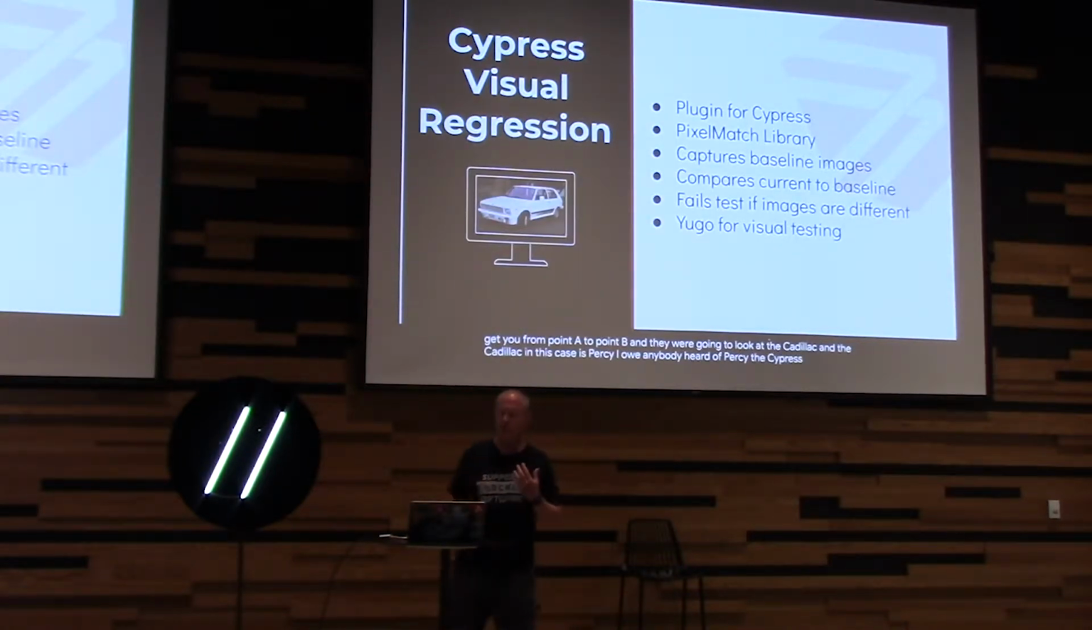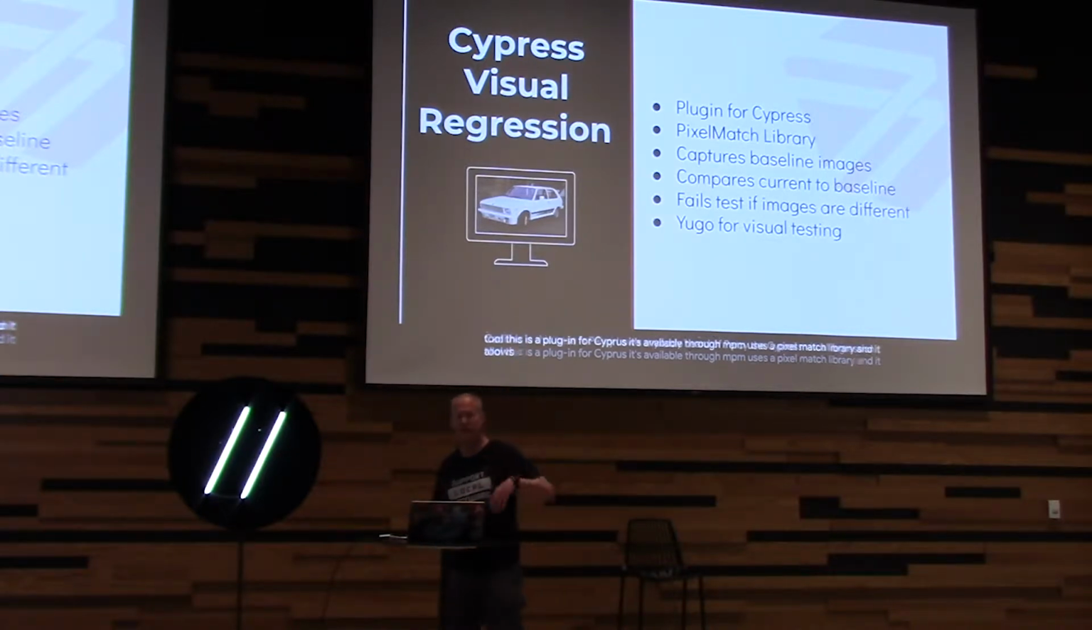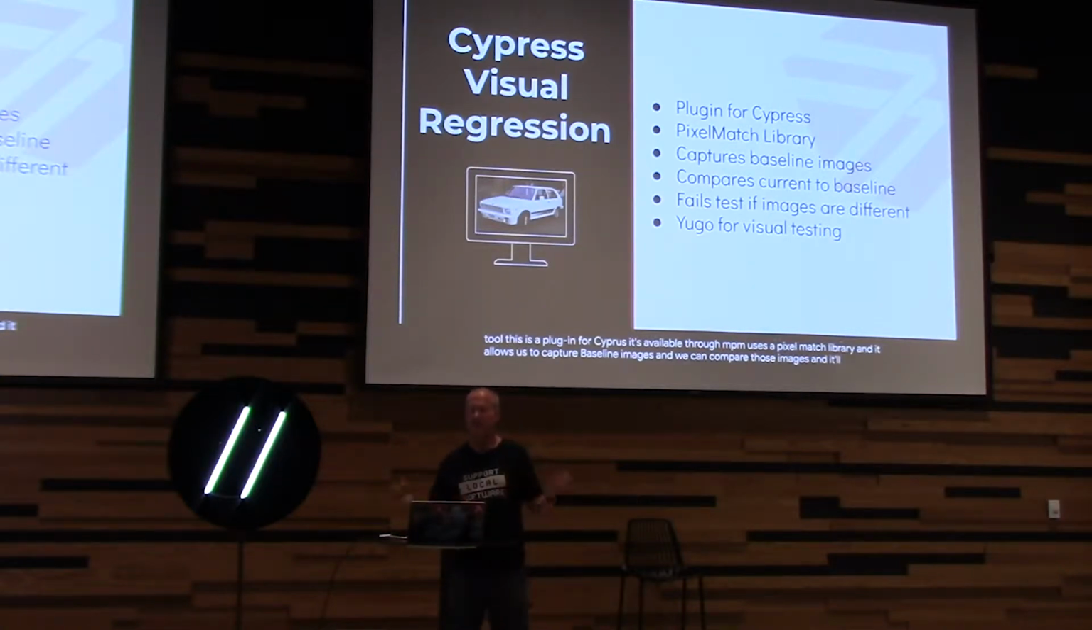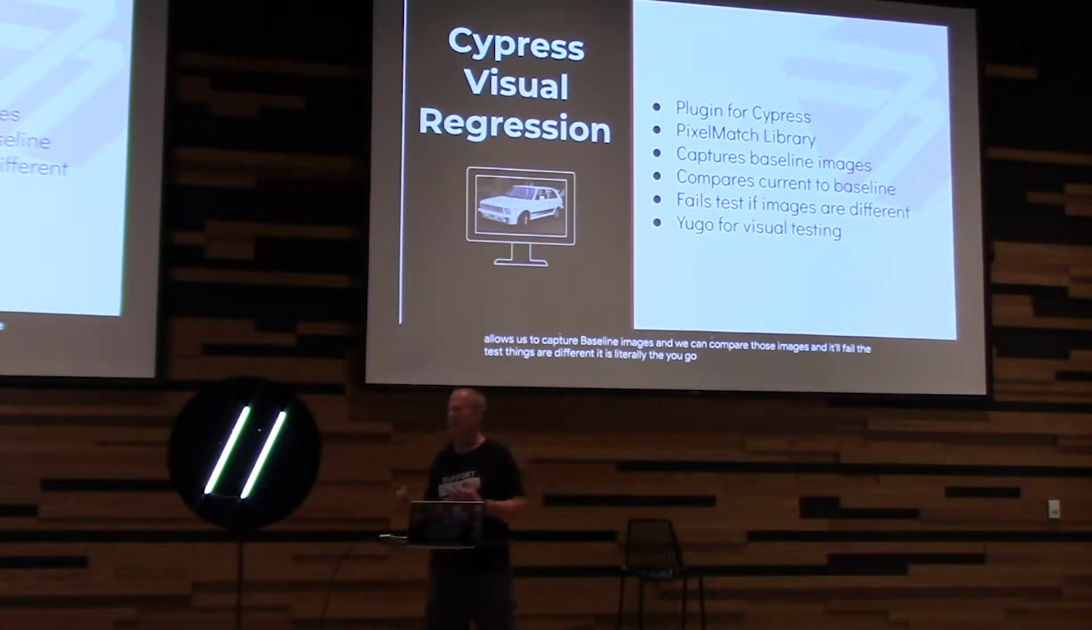The Cypress visual regression tool is a plugin for Cypress. It's available through NPM. It uses the pixelmatch library, and it allows us to capture baseline images, and we can compare those images, and it'll fail the test if things are different. It is literally the Yugo for visual testing. You're going to manually have to go in and look at the images to see if there is a problem.